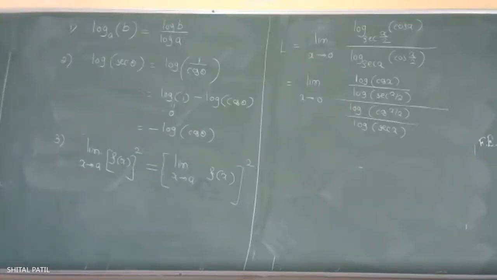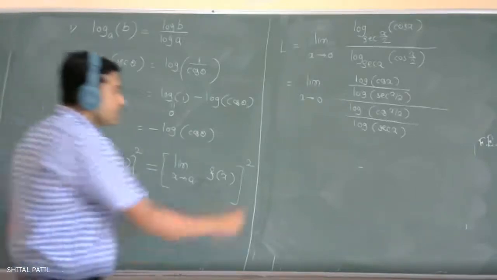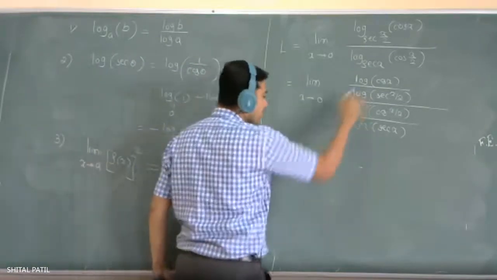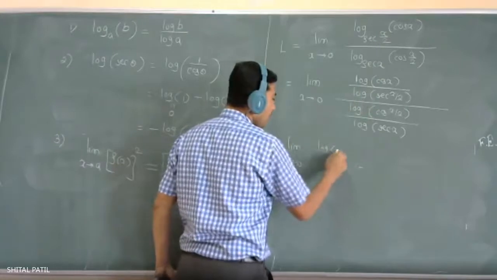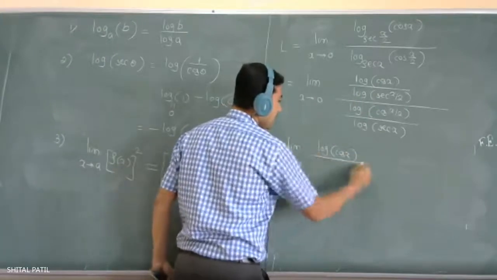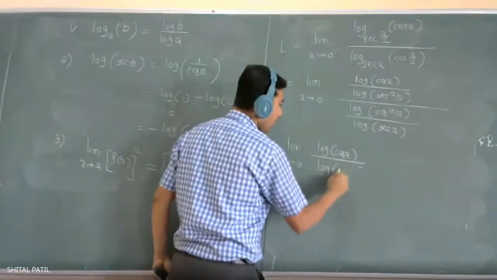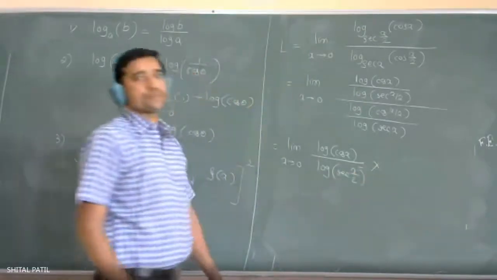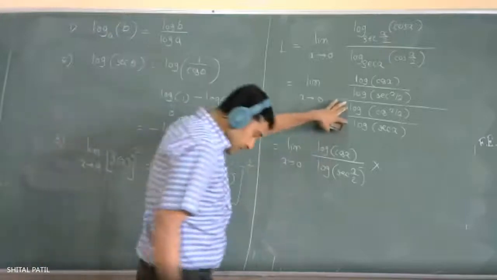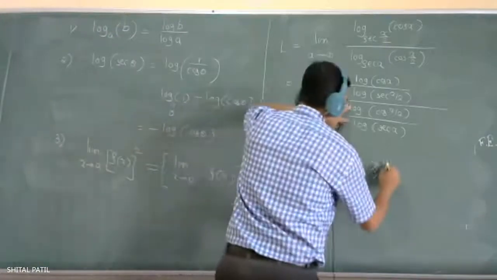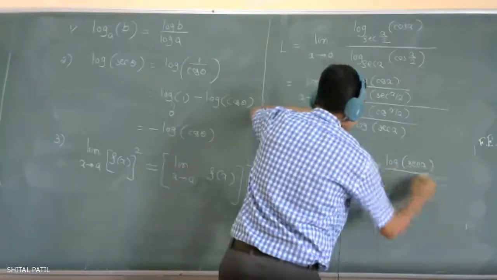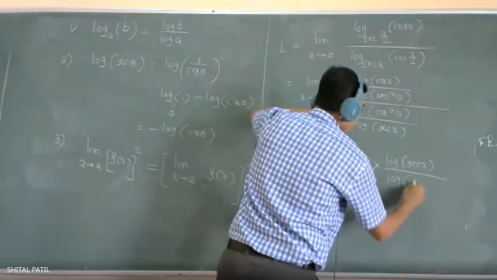Okay. Now I will simplify this. Limit x tends to 0. I am writing the terms in the numerator, log of cos x divided by log of sec x by 2, into the reciprocal of the terms in the denominator. So log of sec x divided by log of cos x by 2.